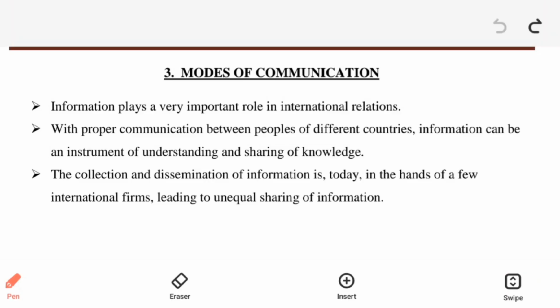Modes of communication. Information plays a very important role in international relations. With proper communication between people of different countries, information can be an instrument of understanding and sharing of knowledge. Mostly communication is used for conveying a message from one person to another, especially for understanding the information and sharing knowledge. The collection and dissemination of information means you spread the information to a larger number of people. That is dissemination.